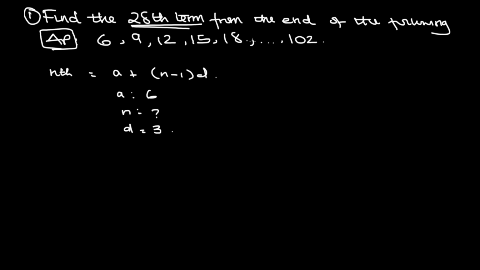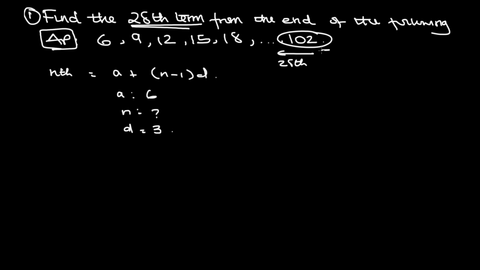Now looking at this, they're saying from the end, meaning that from here you count till you get 28. It's almost like this is your first term. So we need to know how many terms are here, so that we can count down from that last term to the 28th. So now let's calculate n.